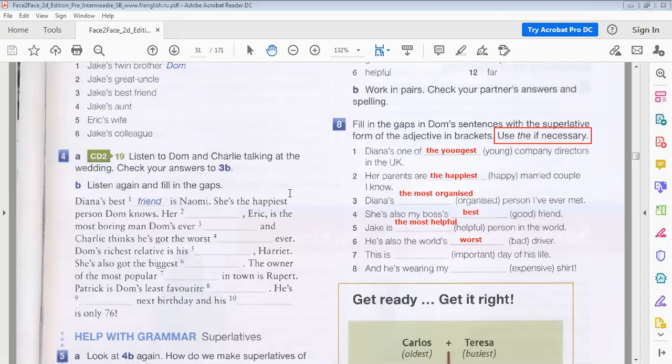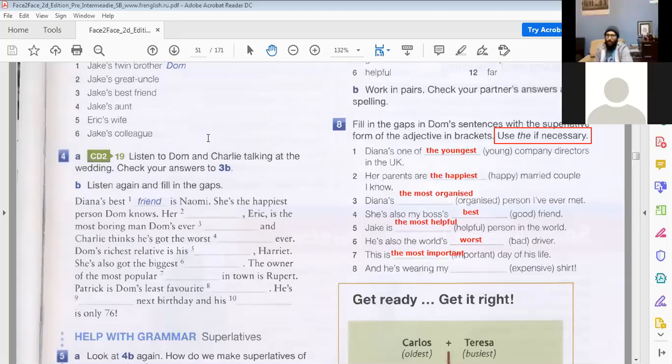This is the most important day of his life. Oh, okay. The most important. That's correct. Okay, let's go back to Manal. What do you think number 8 here? He's wearing my most expensive shirt. Right, without the, because we have my most expensive shirt. My most expensive shirt.